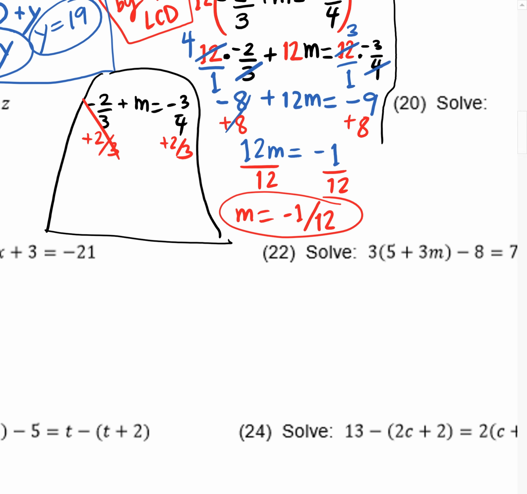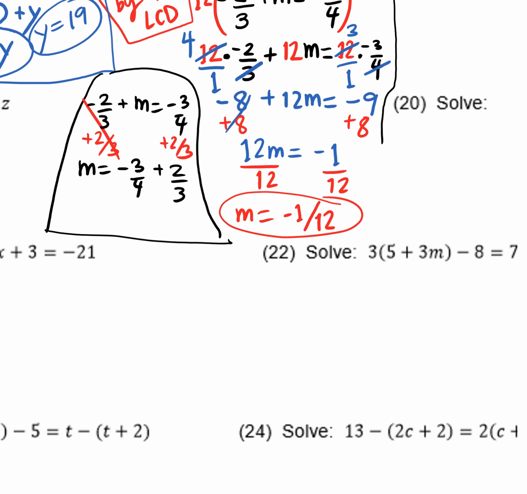And then m would be all by itself. It would be m equal to what was already there, negative 3/4 plus 2/3. And of course, to combine these, you need a common denominator. So that's kind of the downside, I guess, of this method, but it's not too bad. Between 4 and 3, the common denominator would be 12.